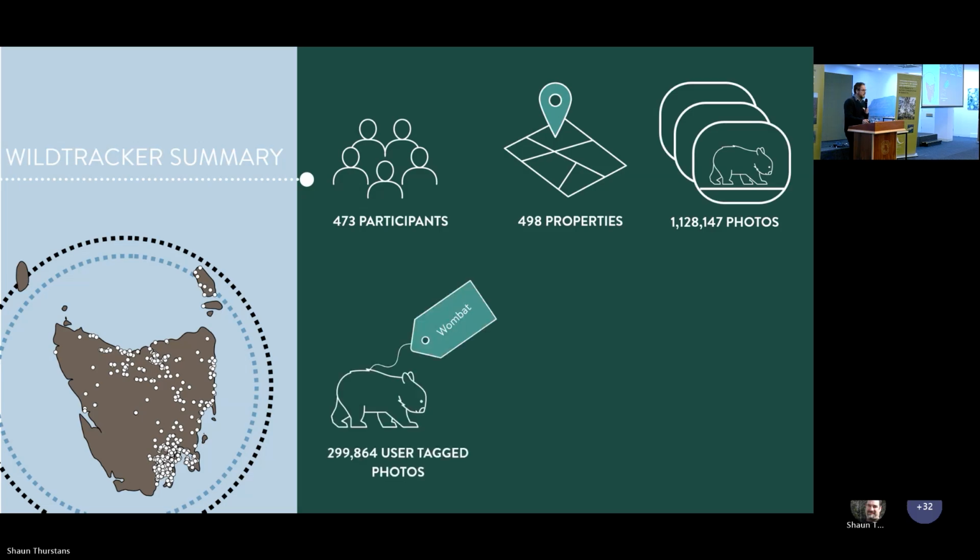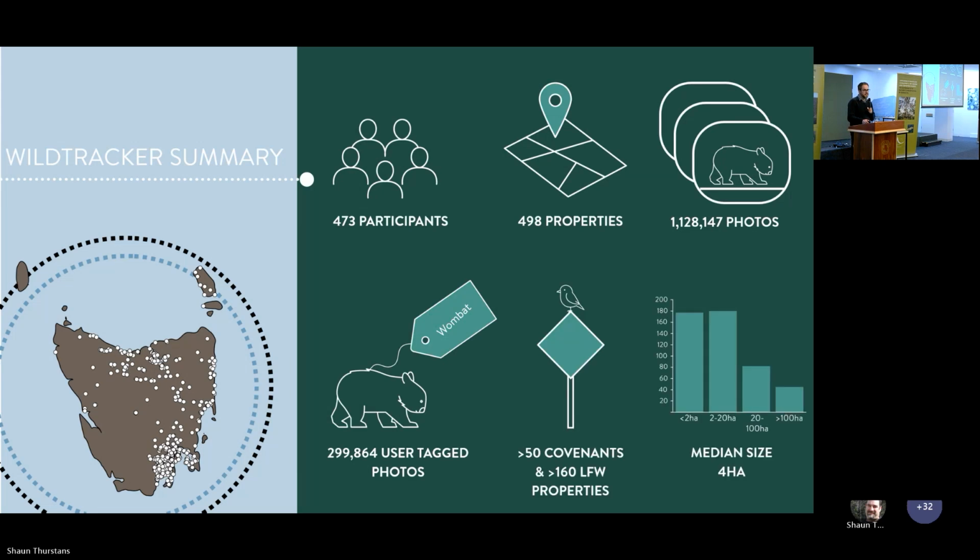About a quarter of these have user tags or species tags associated with them. Among the Wild Tracker properties, we also have a pretty good representation of land for wildlife properties, and we have more than 50 conservation covenants included as well. But interestingly, the median property size for Wild Tracker is just 4 hectares, with about a third of properties in that less than 2 hectare range. So that also indicates that we have quite a diverse group of landholders involved.